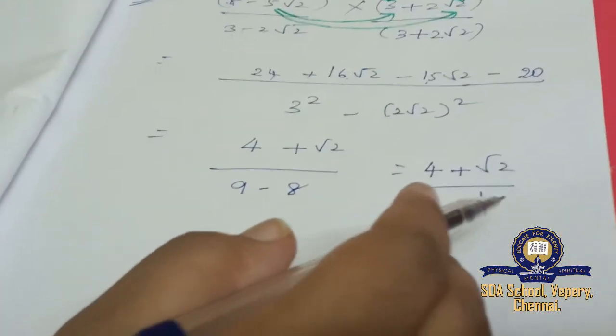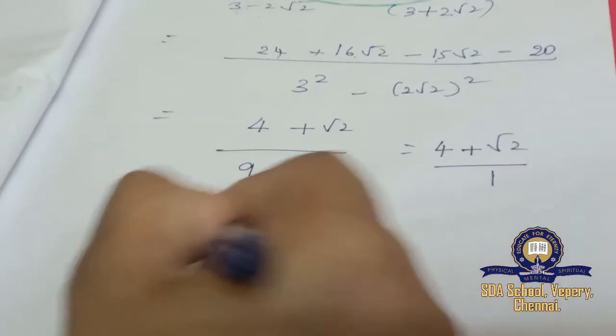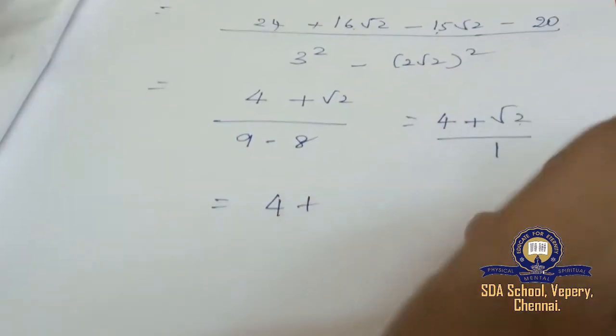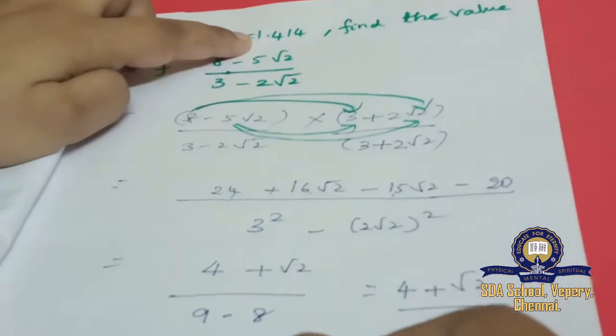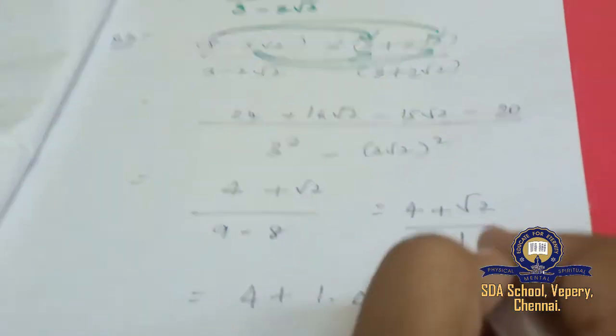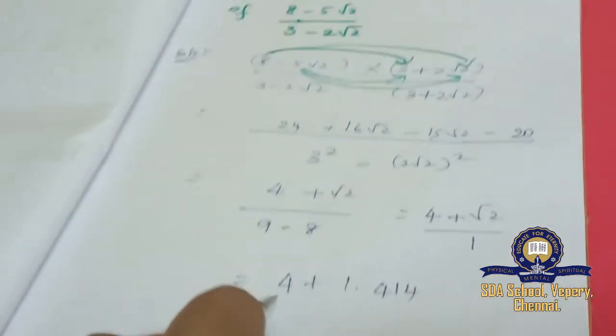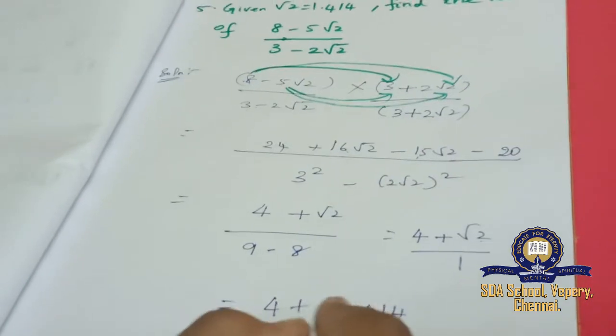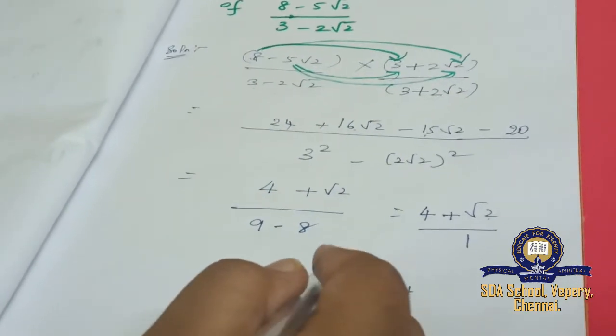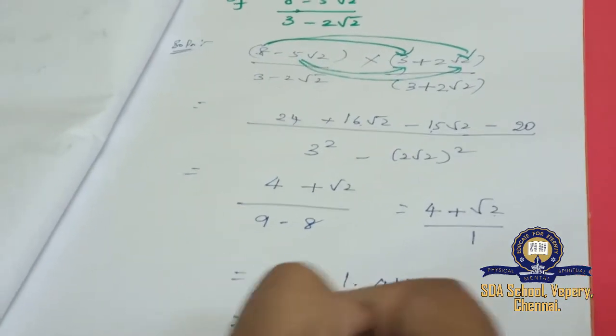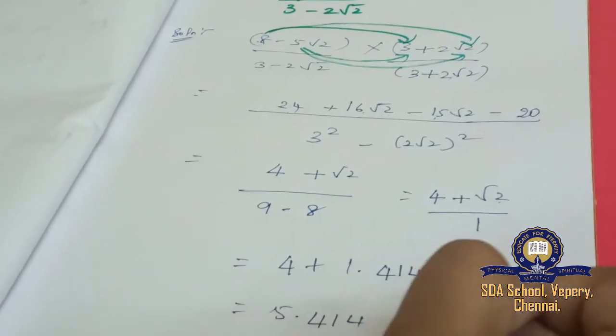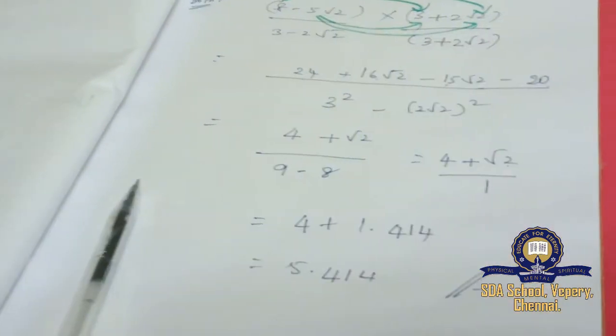Got it students? Got it till here? Then what will happen? I know the value of root 2. What is the value of root 2? They have given it to me, 1.414. Divided by 1, which in turn will give me 1 only. So 4 plus 1.414. The answer for this would be 5.414. Yes students?